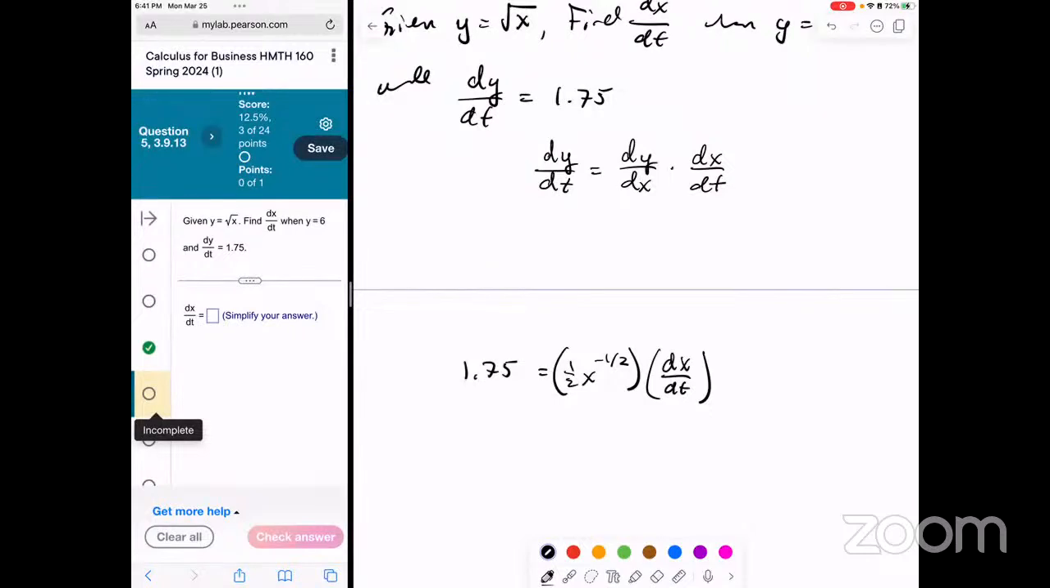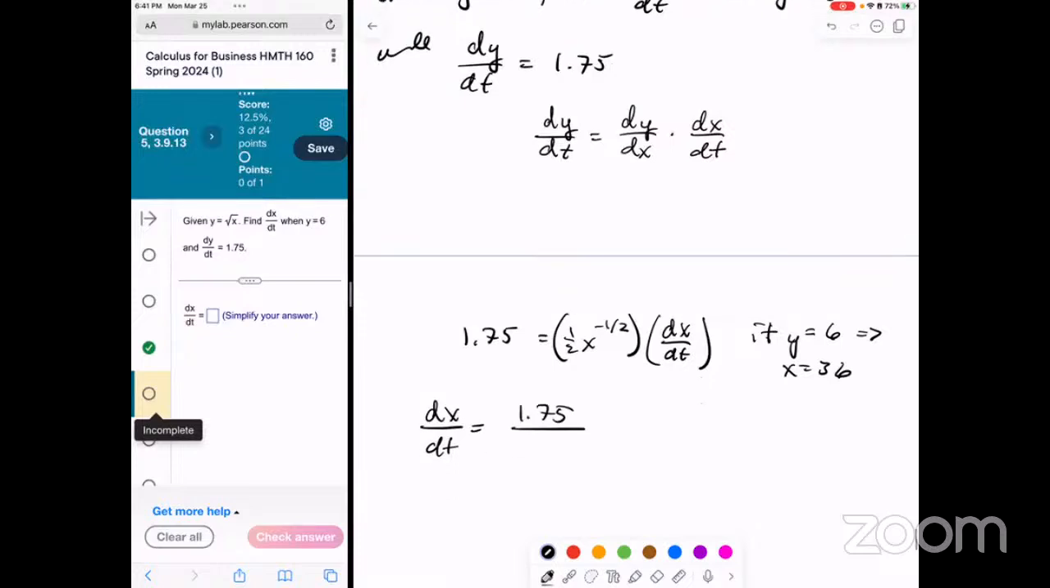So if y is 6, does that mean that x is 36? All right, from the original, because the square root of 36 gives us 6. So I'm going to put over here to the side, if y equals 6, that implies that x equals 36. Okay, so I'm going to plug in 36. So ultimately, our dx by dt should be 1.75 divided by, we got 36 to the power of negative 1/2 times a half, right?